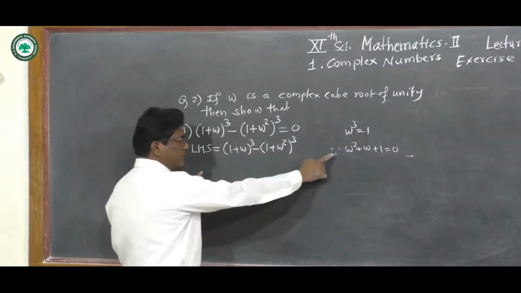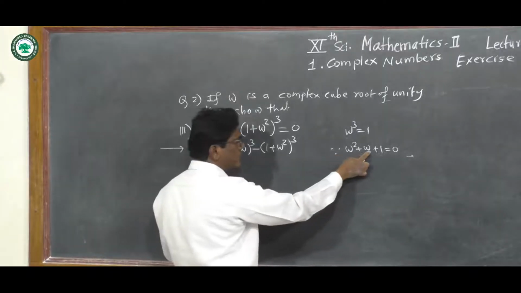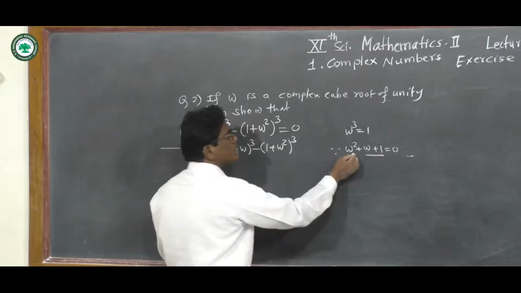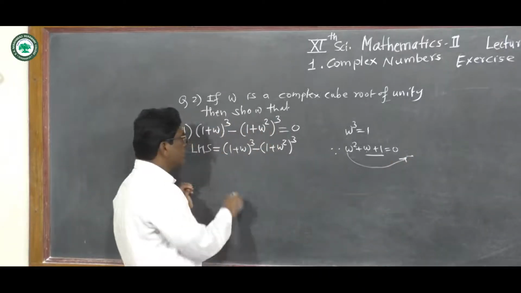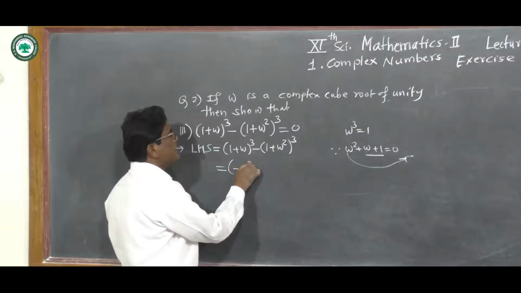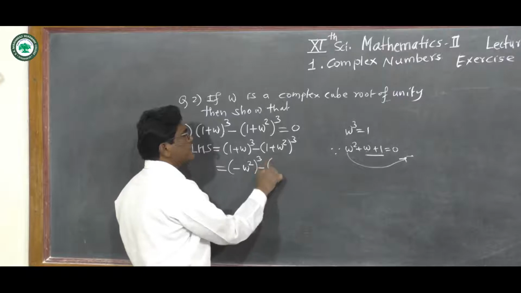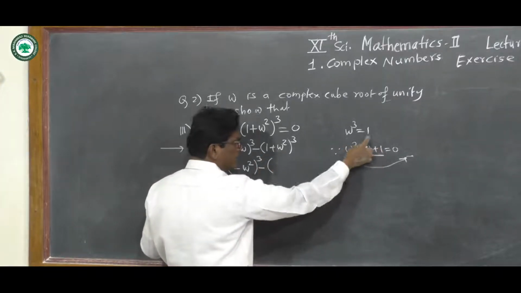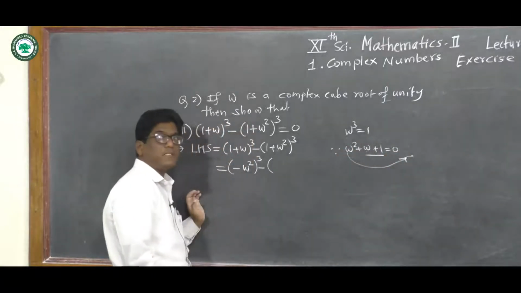Now from this relation, we know that omega square plus omega plus 1 is equal to 0. So 1 plus omega, carry this omega square to the right hand side, it is minus omega square. So it is equal to (minus omega square) to the power 3 minus (1 plus omega square) to the power 3. For 1 plus omega square, carry this omega to the right hand side, it is minus omega.